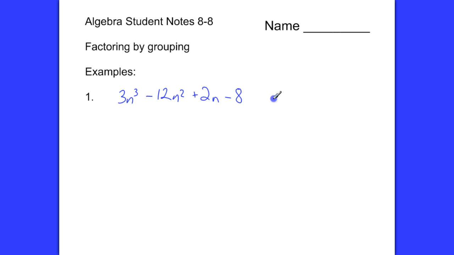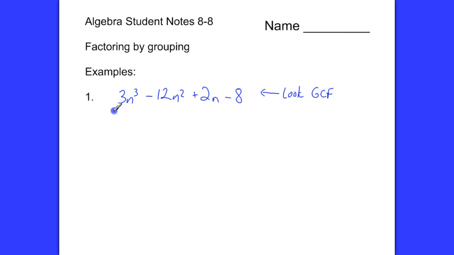So the first thing we should always do every time we factor is look for a GCF. Now this particular question, I don't think there is a GCF here. Let's see, we've got 3, 12, 2, 8. There's not a number that goes into all of those, so we don't have a common factor we can take out. All right, so here's the trick. Here's the new part for you.